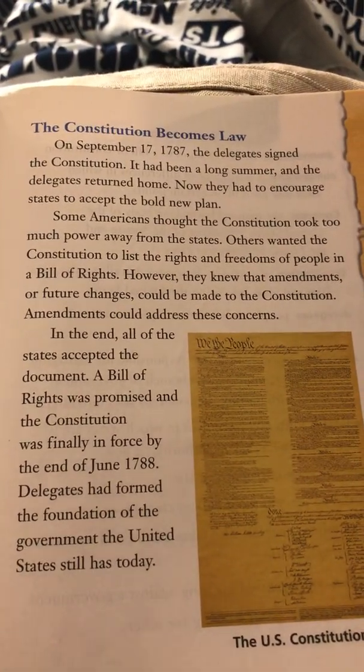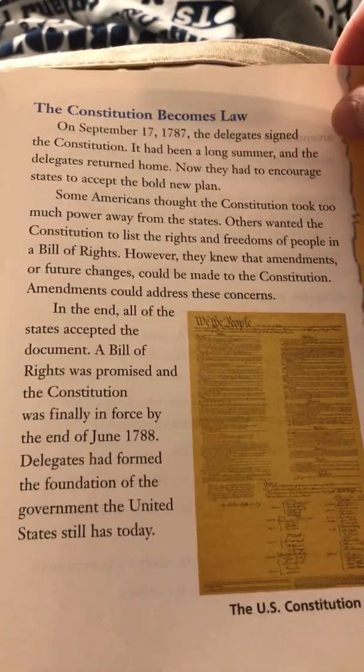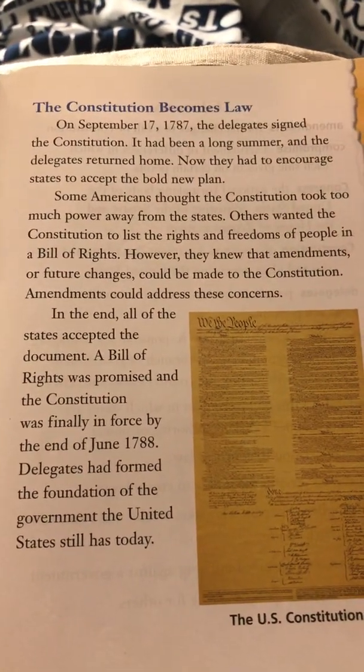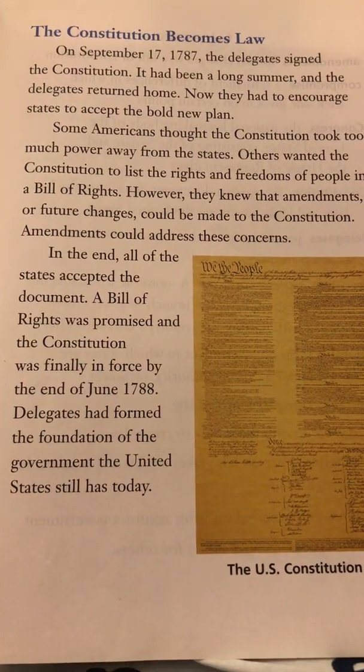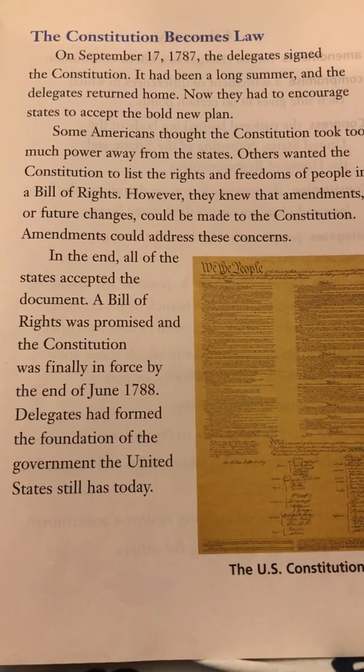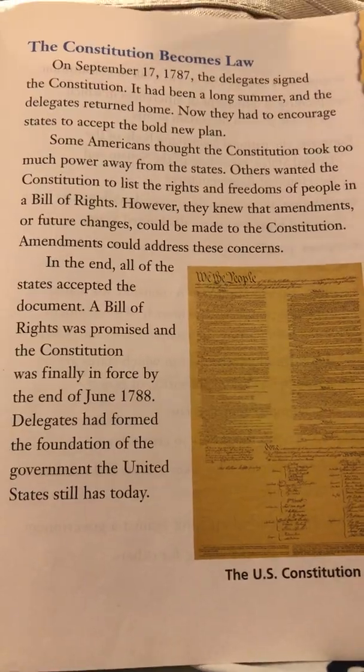A Bill of Rights was promised, and the Constitution was finally enforced by the end of June 1788. Delegates had formed the foundation of the government the United States still has today.